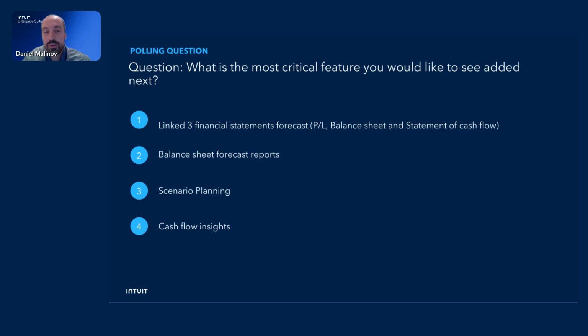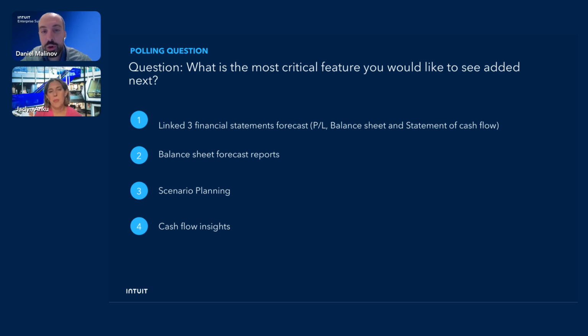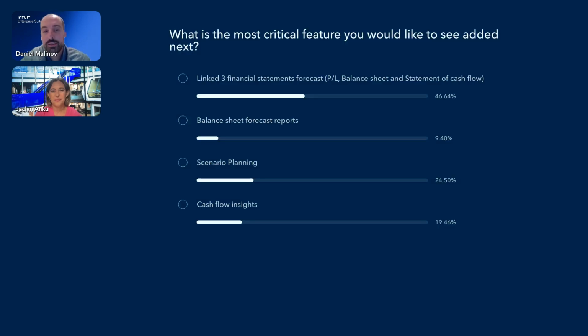Okay, so with that, we have one last poll, and then I will pass it over to Debbie. In this case, what is the most critical feature you would like to see added next? Three financial statement forecasts, balance sheet forecast reports, forecast versus actuals, scenario planning, or cash flow insights.